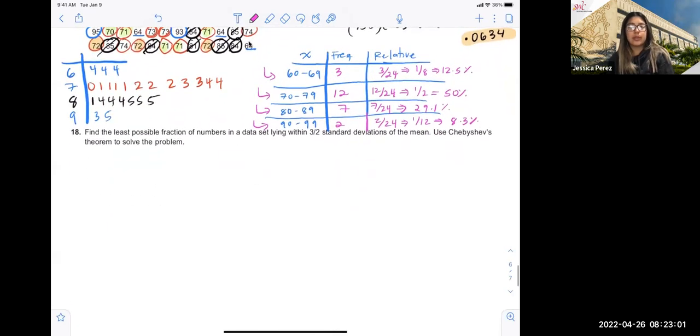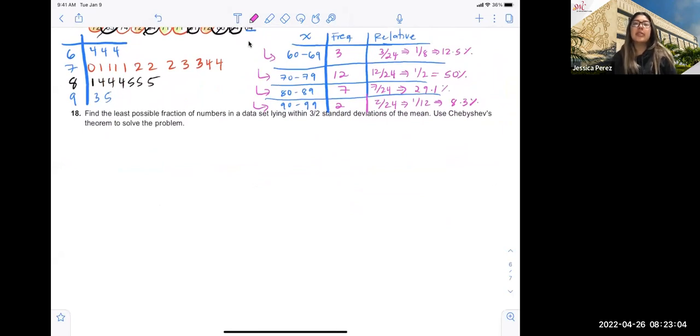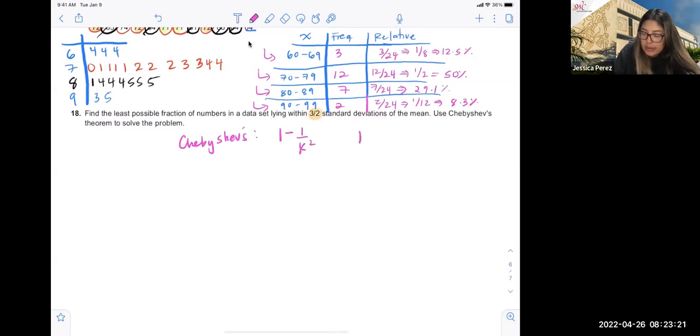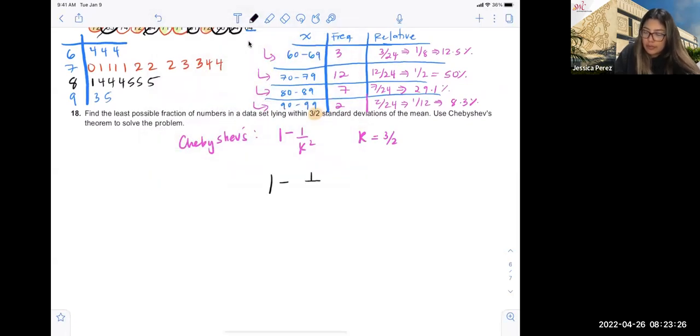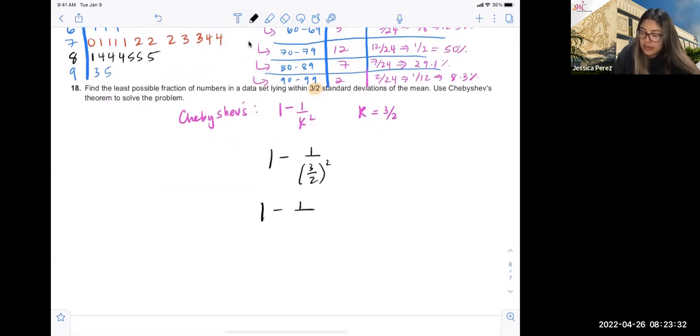Let's go to the next one, number 15. Find the fractions of numbers or data lying within 3/2 standard deviations of the mean. Use Chebyshev's theorem to solve the problem. Chebyshev's is 1 minus 1 over k squared, where k is 3 halves. So you do 1 minus 1 over 3 halves squared. 3 halves squared is 3 halves times 3 halves. That's 9 fourths.